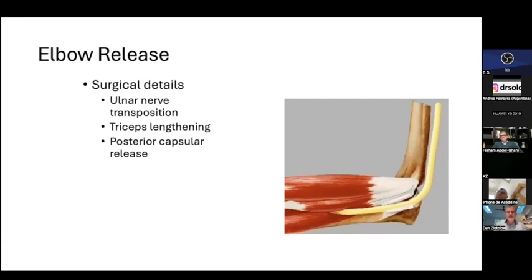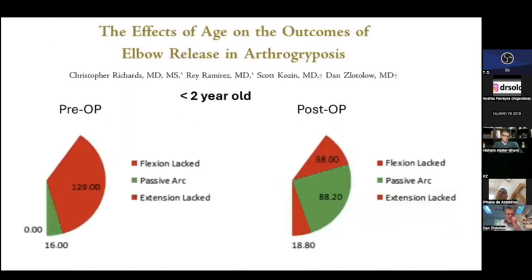And then if they're upper extremity ambulators, as I said before, the details are pretty straightforward and have been written about by me and others. Ulnar nerve transposition, triceps lengthening, and posterior capsular release. Now, here's some interesting data that's now a few years old. I think it's almost a decade now. We did this paper looking at the age at the time of surgery and the outcomes.